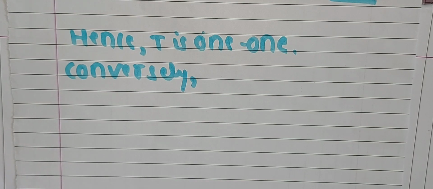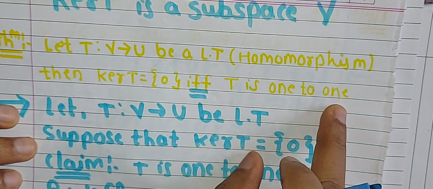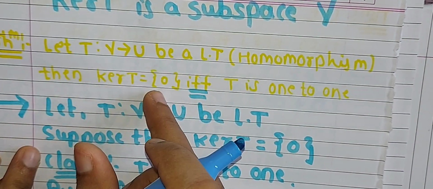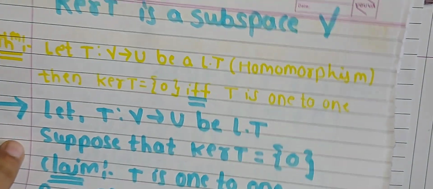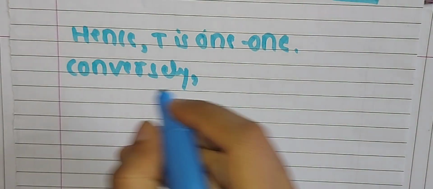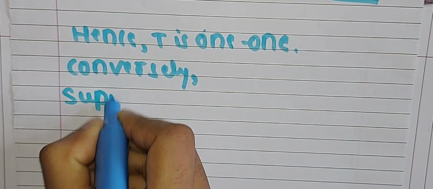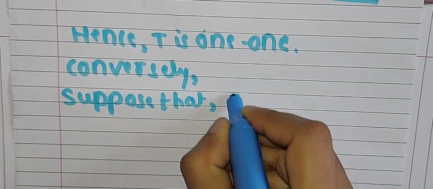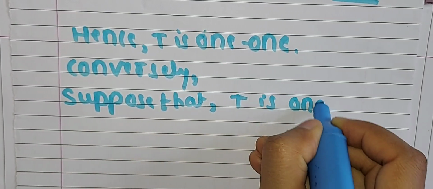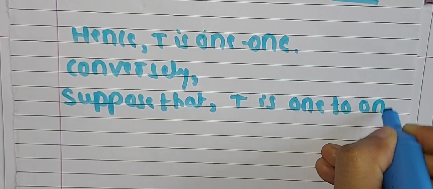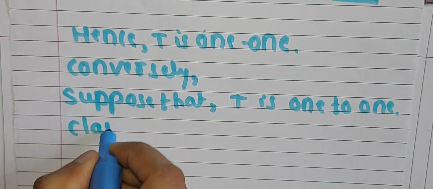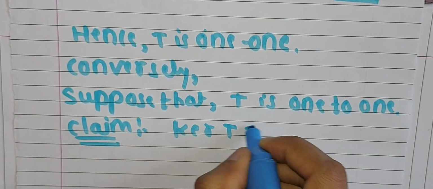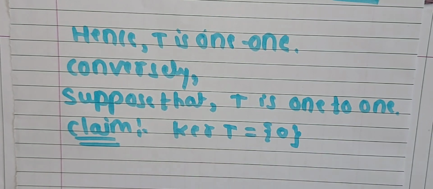Now conversely assume the second part, that is T is 1 to 1. This is our supposition right now, and now we only have to prove that kernel of T equal to singleton set 0. So conversely, firstly suppose that T is 1 to 1, and now our claim is that kernel of T is equal to singleton set 0. So this is our claim.